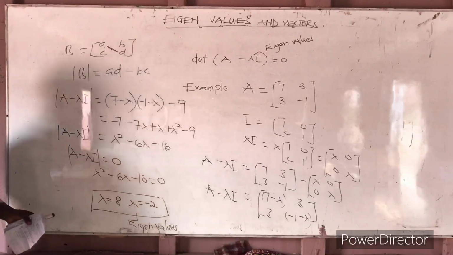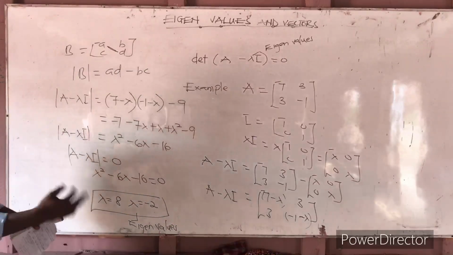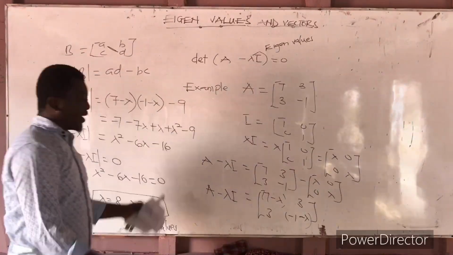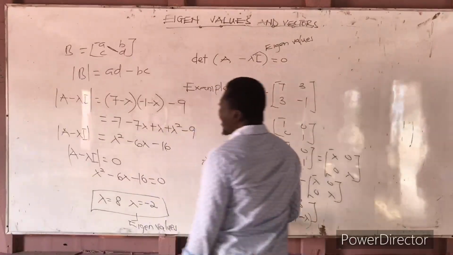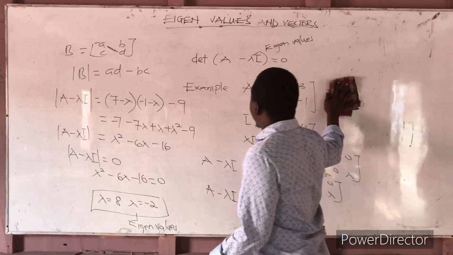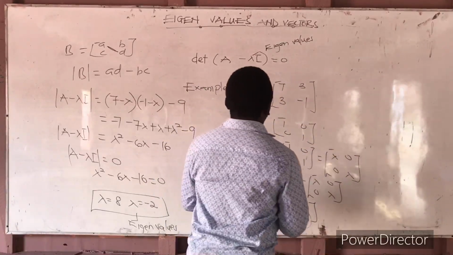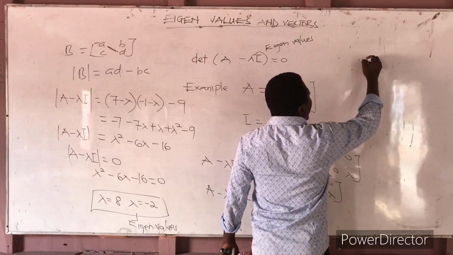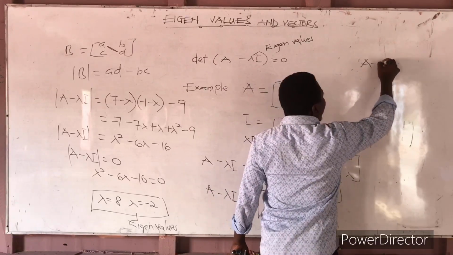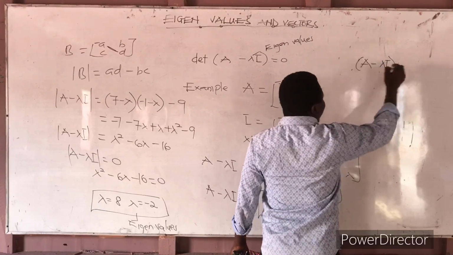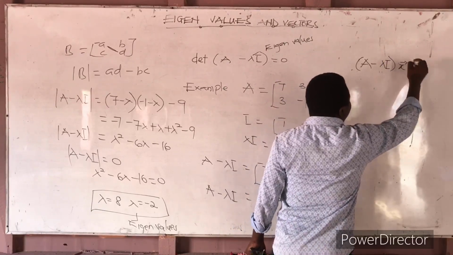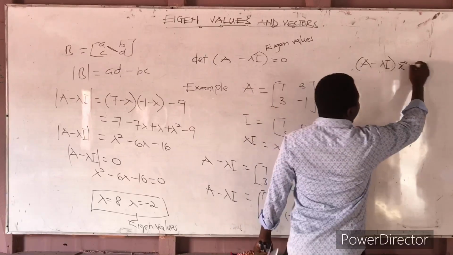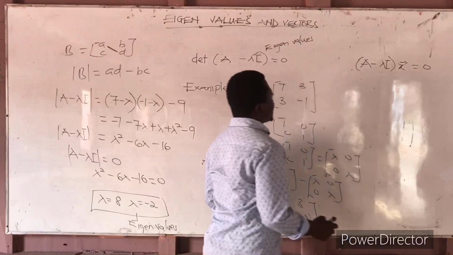So now that you have the eigenvalues, what are you going to do? The next thing to do is to find eigenvectors. In order to find eigenvectors, it is just a formula way. To get the eigenvector, (A minus lambda I) times x, where x is the eigenvector that you are looking for, must be equal to 0.